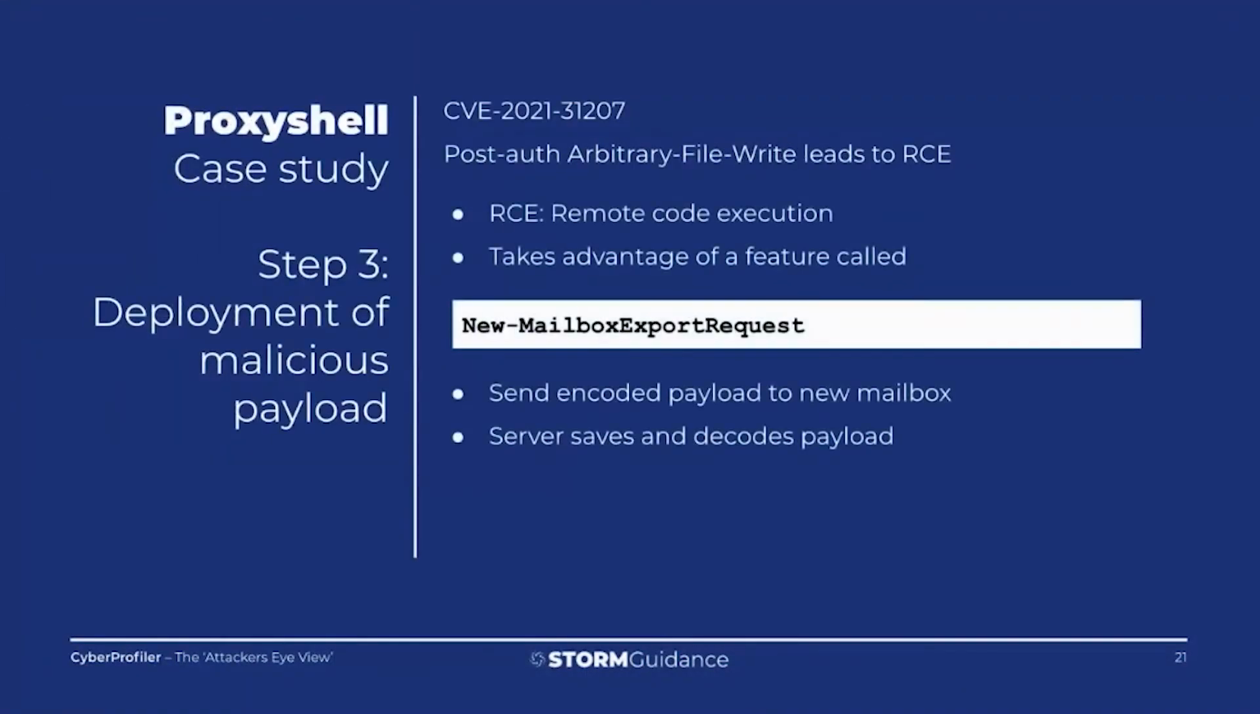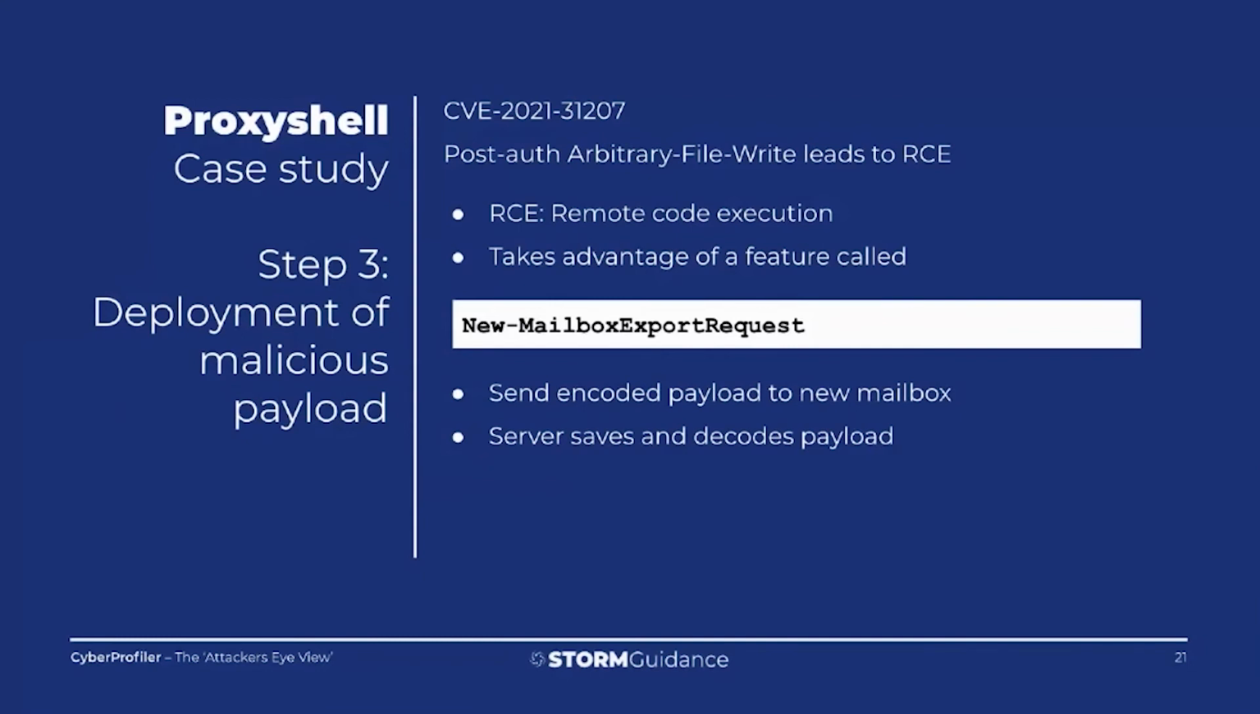This is made possible by the very useful post-auth arbitrary file write leads to RCE, one of my favorites. RCE stands for remote code execution, and it basically describes a program that allows attackers to run malicious code on a server remotely. And in this case, you can do this using the New-MailboxExportRequest. This is a function that essentially allows you to create a file on the server. And quite usefully, in this case, this file is actually a mailbox.